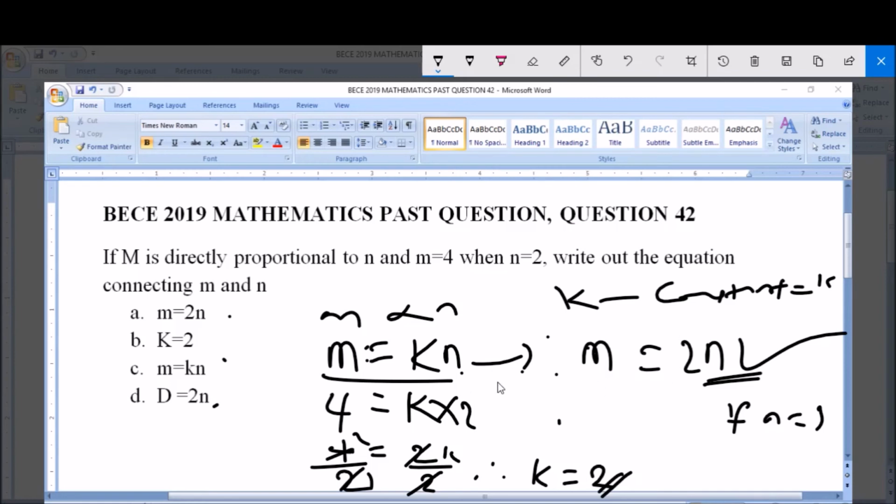So now from our options, let's check which of these corresponds to this answer. A here says m is equal to 2n, B says k is equal to 2, C says m is equal to kn, and D says this is equal to 2n. But from this you see that A corresponds to our answer, so therefore A is our answer.